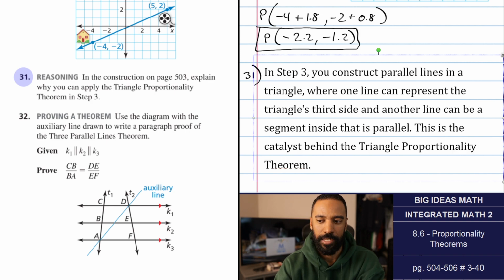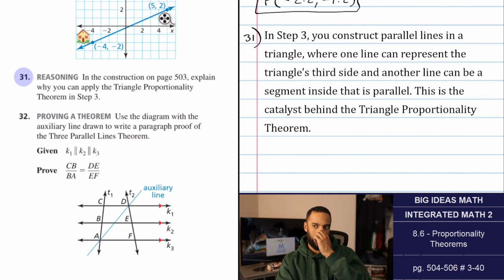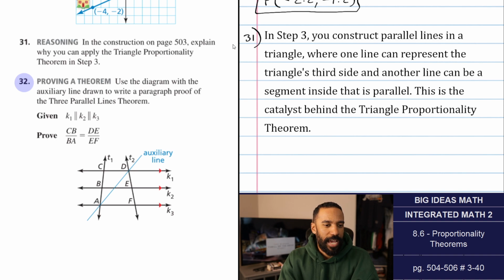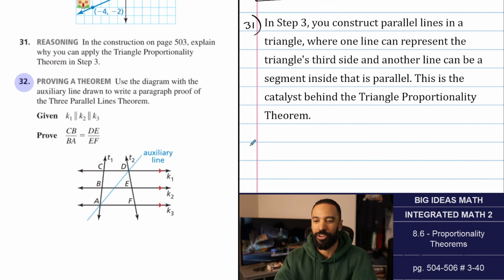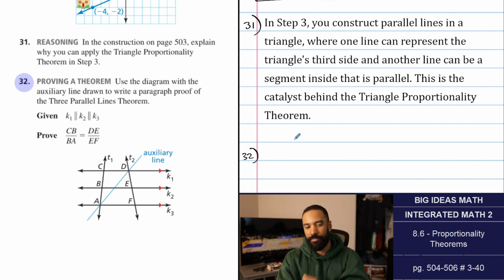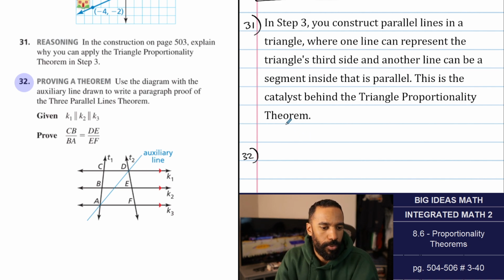Basically, you can now divide this part by this part, is this part, things like that within there. All right, number 32 looks freaky, so I don't know what we're going to do here. Use the diagram with the auxiliary line drawn to write a paragraph proof of the three parallel lines theorem. I like to call this whole thing the side splitter theorem. Guys, look up side splitter theorem and see what I'm talking about with this. All right, given the parallel lines there, prove CB over BA equals DE over EF.